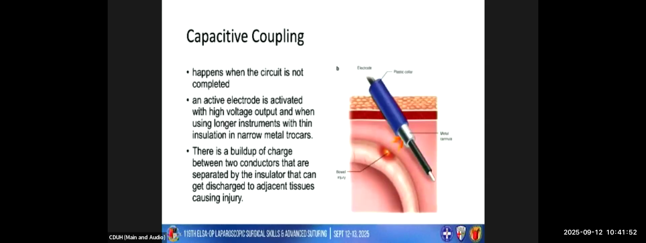Next, injury with capacitive coupling. This happens when the circuit is not completed, when an active electrode is activated with a high voltage output, and the user uses longer instruments with thin insulation in a narrow metal cannula. So this is a buildup of charge between the conductor and the surrounding conductor, separated by the insulator, that can get discharged to adjacent tissues, causing injury.